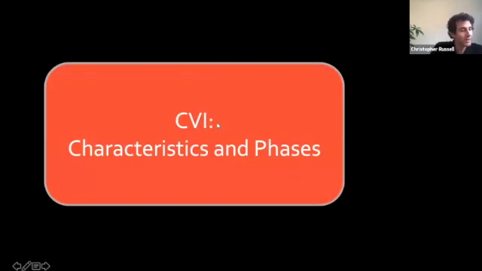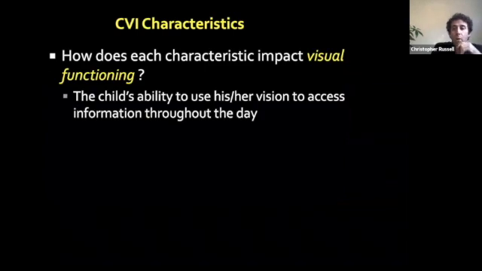Okay, so let's dig into CVI characteristics and phases. This is going to be like the whirlwind tour, focusing in on the most important updates to these and just making sure we have a solid overview of these. Because when we do our next session in December, we're going to talk about assessment and using characteristics to assess students. When we look at each of these 10 characteristics, what we're actually talking about is how each characteristic impacts the child's visual functioning or their ability to use their vision to get information throughout the day.